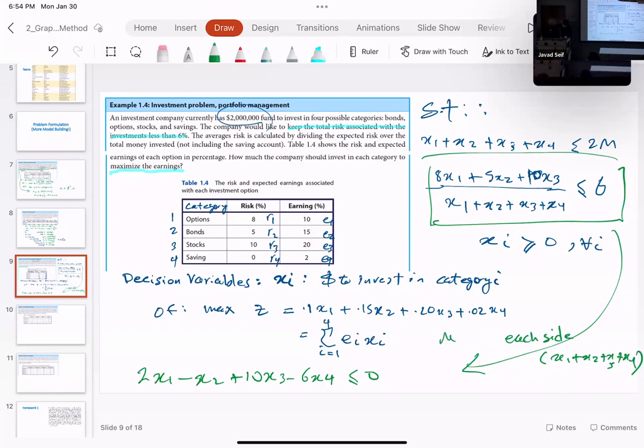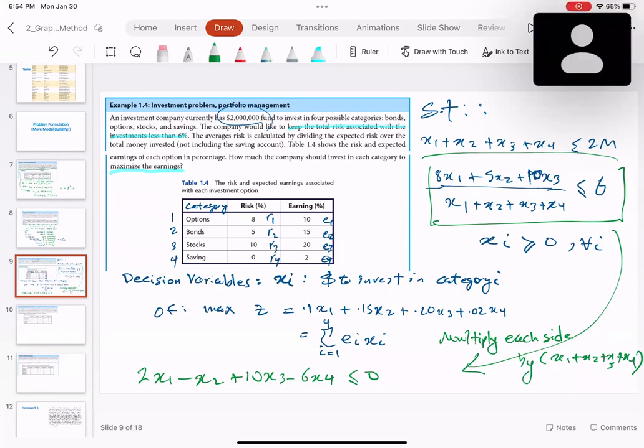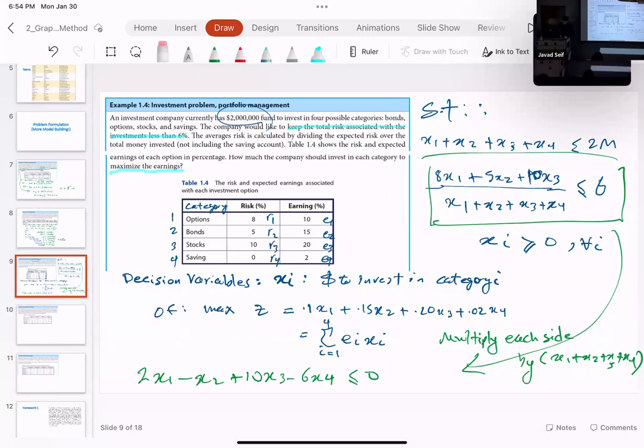So multiply each side by. Hello, Professor. Yeah. I think 10x3 is 10x3 minus 6x3, so it's 4x3. You wrote down 10x3. Oh yeah, you're right, you're right. I thought about 4, but I wrote 10. Thanks. It's good. It seems that it's working.